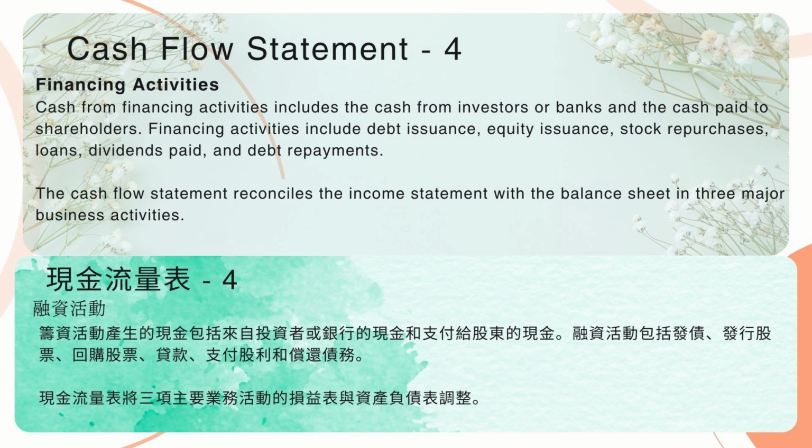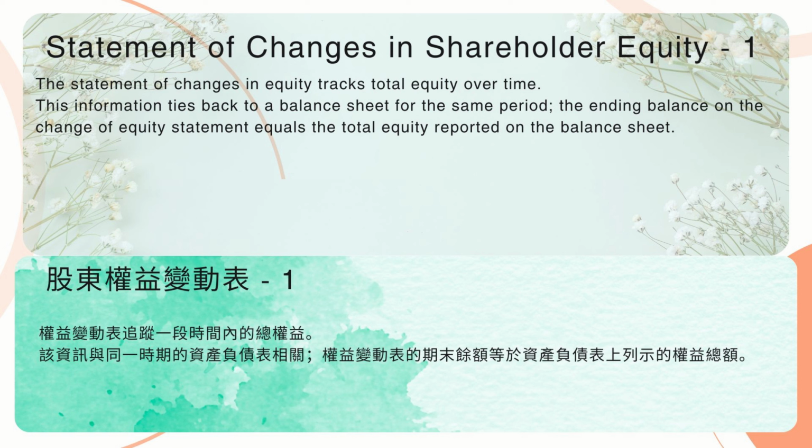Financing activities. Cash from financing activities includes the cash from investors or banks and the cash paid to shareholders. Financing activities include debt issuance, equity issuance, stock repurchases, loans, dividends paid, and debt repayments. The cash flow statement reconciles the income statement with the balance sheet in 3 major business activities.